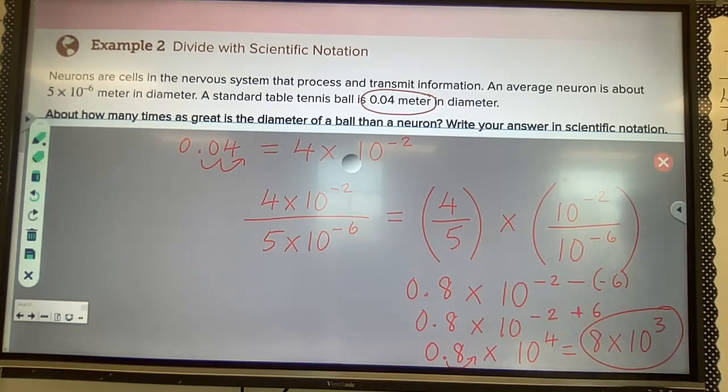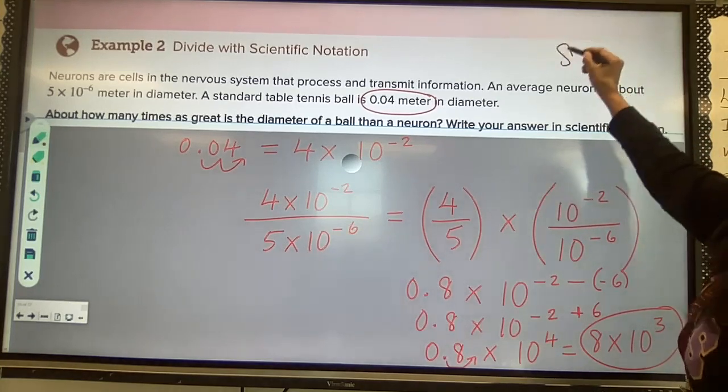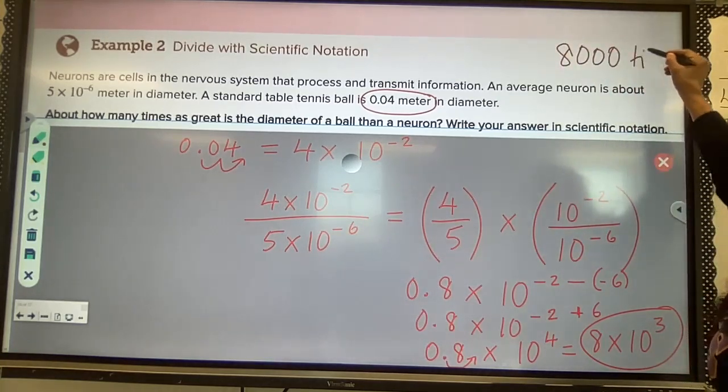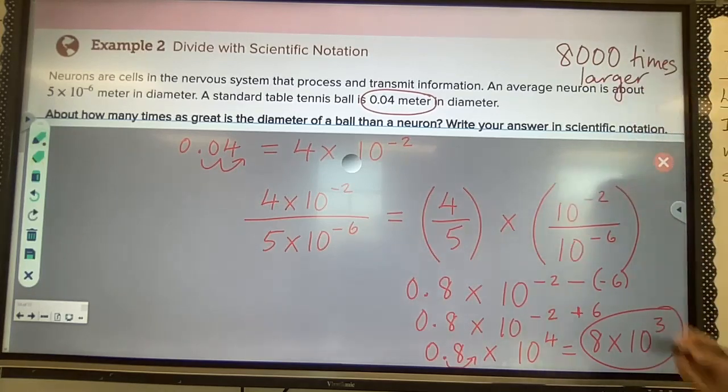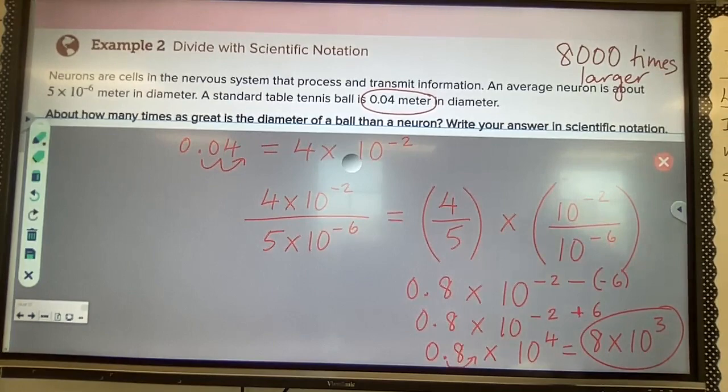And if I was writing this in standard form, the diameter of the table tennis ball is about, from the scientific notation, which is 8 times 10 cubed, to standard form, which is 8 times 1,000, that means 8,000 times larger. And this would be the standard form. Okay, larger than the diameter of the neuron. So this is how we do our calculations with division.